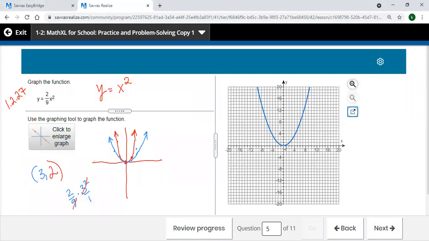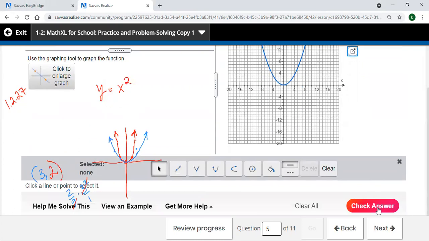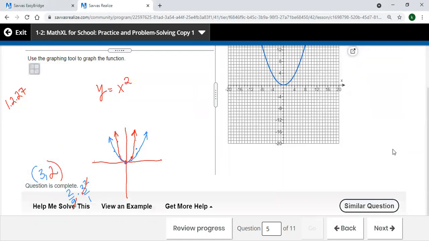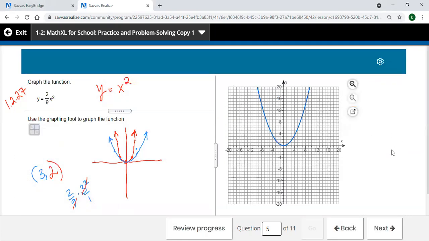Check again on my graph. See if I've got 0, 0. Now when I go over to 3, it looks like it's going through 2. So let's check that answer. And let's see if there's nothing else we need to do on that problem. So again, I hope that helps you when you go to do yours.